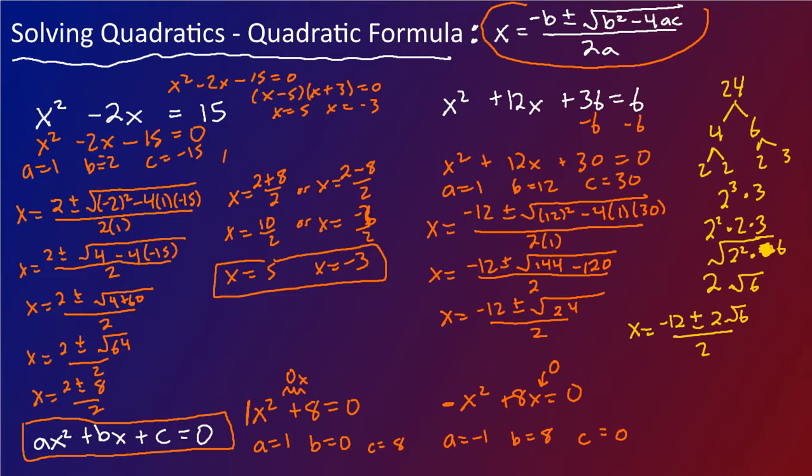And I can cancel right here. So I can divide those both by 2. So I get negative 6 plus or minus root 6. This is the exact answer.